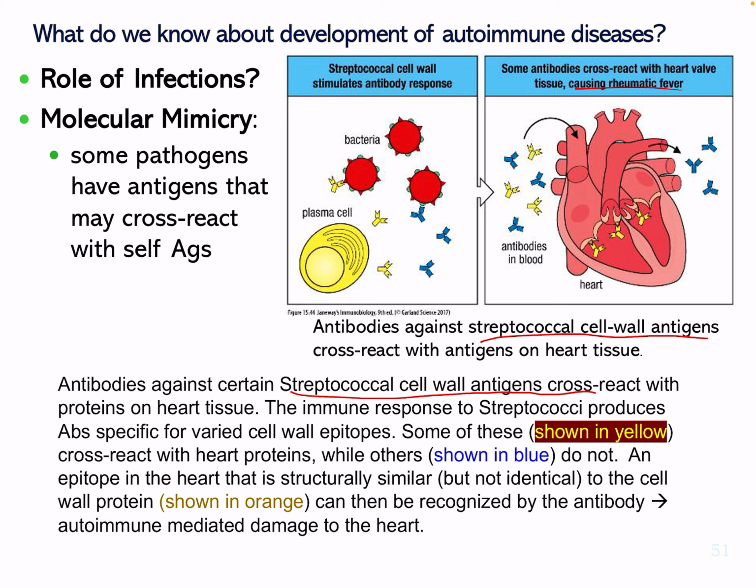An epitope in the heart that is structurally similar but not identical to the wall protein can be recognized by the antibody, and autoimmune-mediated heart damage can happen. So it's not a guarantee that if you get this infection, you're going to have this, but it's possible. So here we see the blue ones. We produce antibodies to these, but they didn't self-react with the heart, but unfortunately the yellow ones did in this scenario.